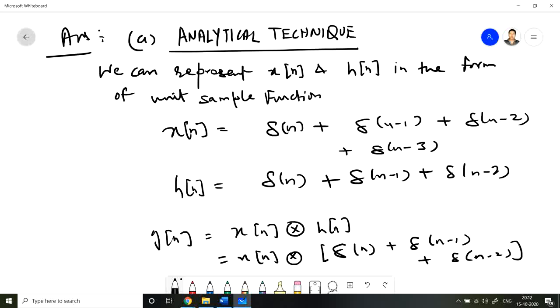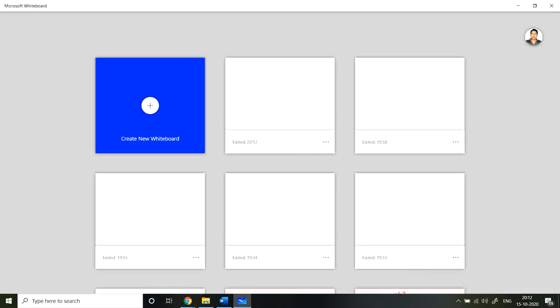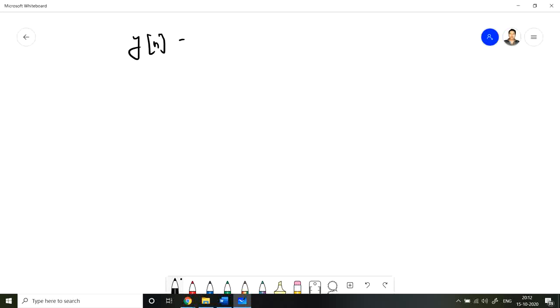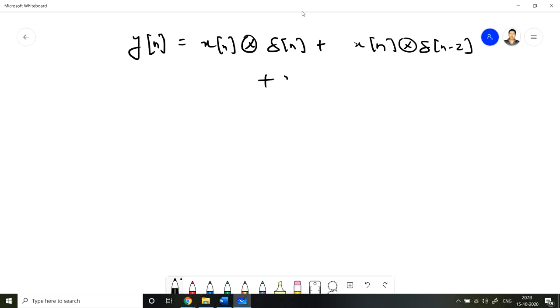Now we can write yn is equal to xn convolution with del n plus xn convolution with del n minus 1 plus xn convolution with del n minus 2.